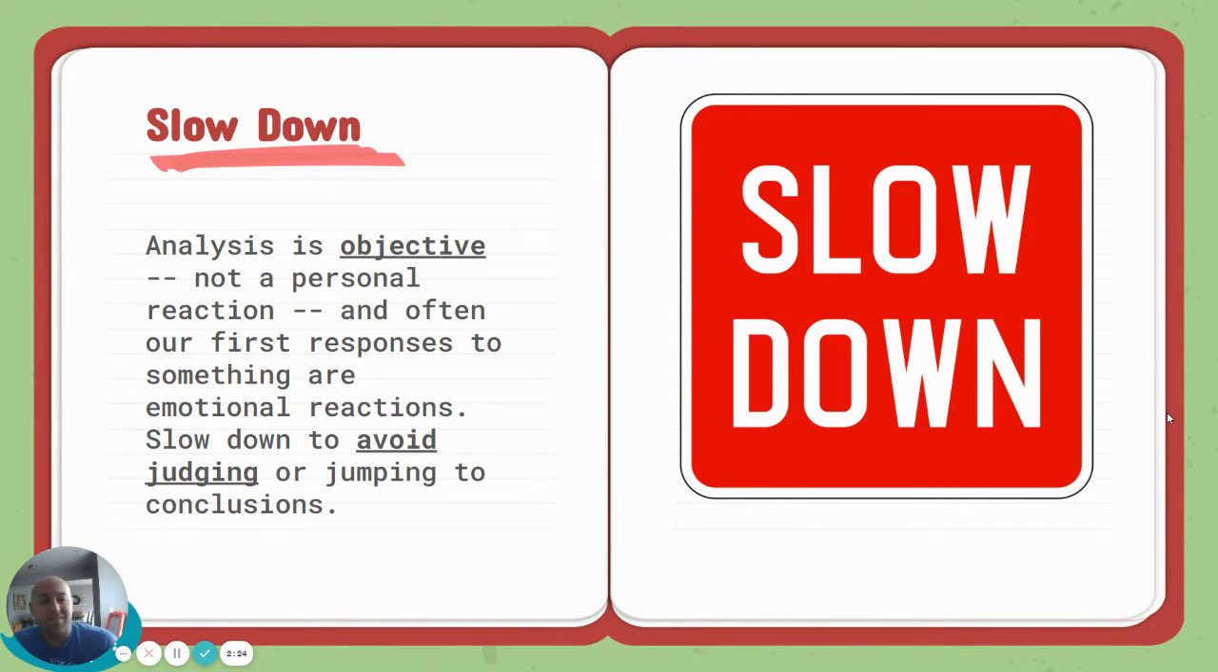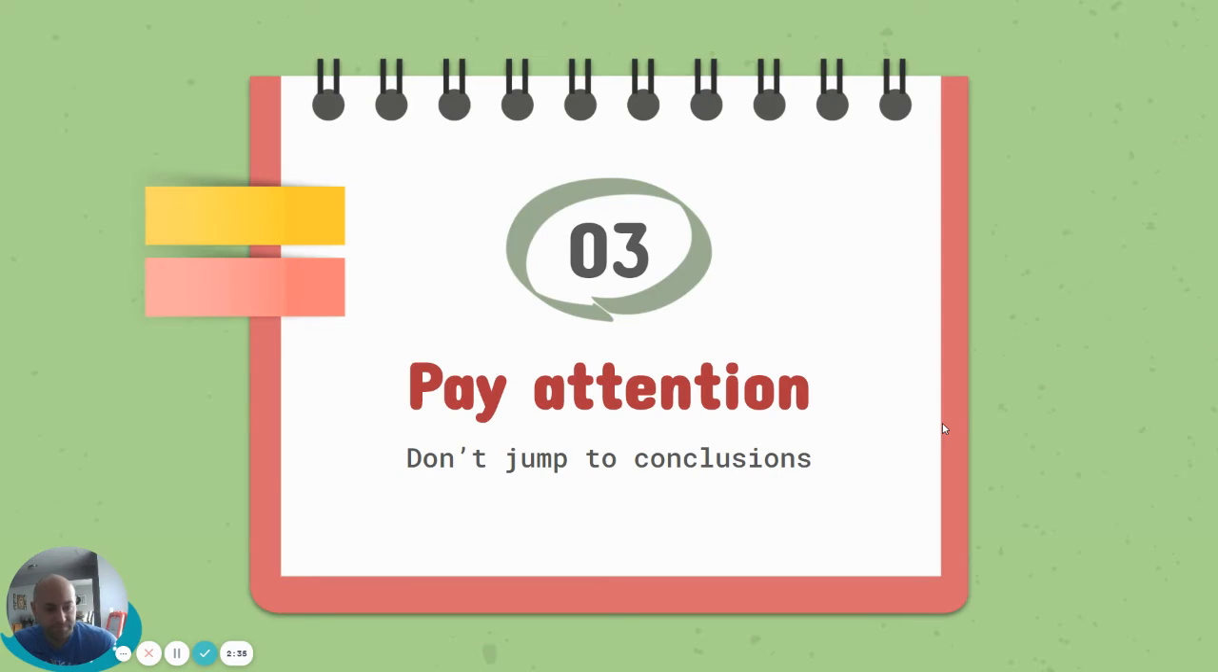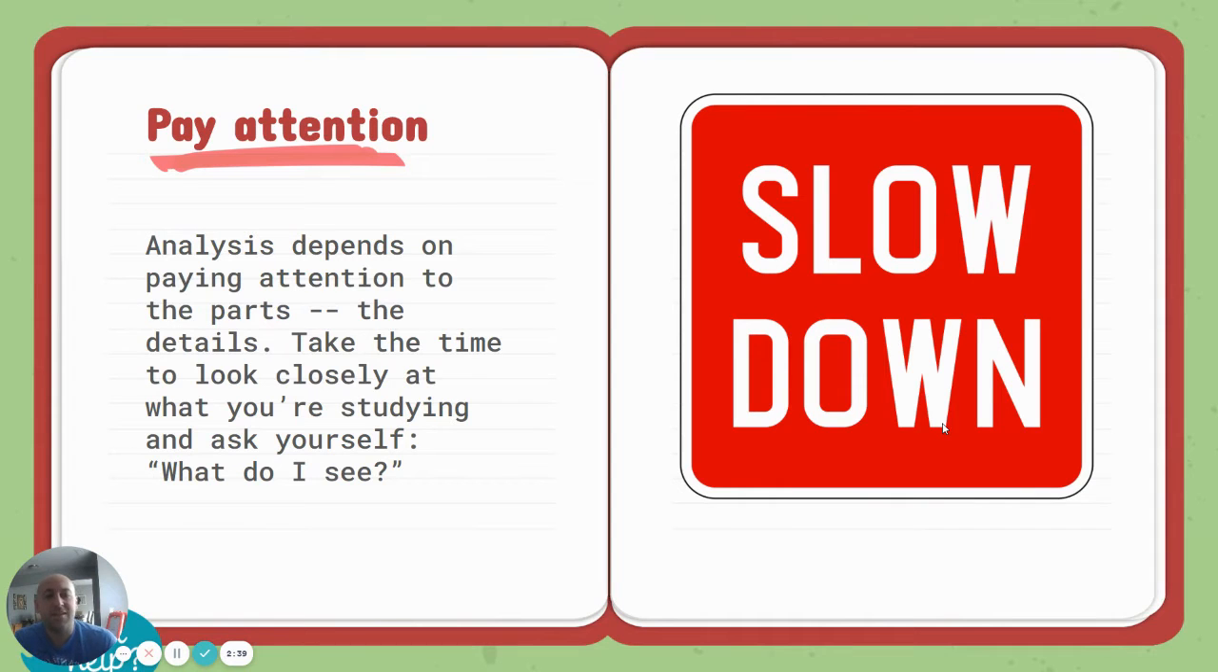Often our first responses to things are emotional reactions. That's not objective. That's not analysis. We have to slow down and avoid judging or jumping to conclusions. We also have to pay attention. So analysis depends on paying attention to the parts or the details. Take the time to look closely at what you're studying and ask yourself, what do I actually see here?